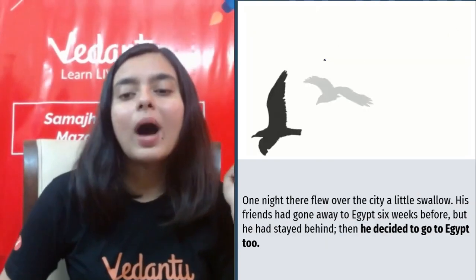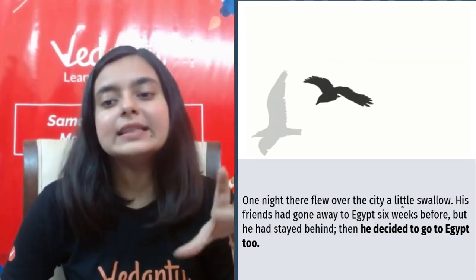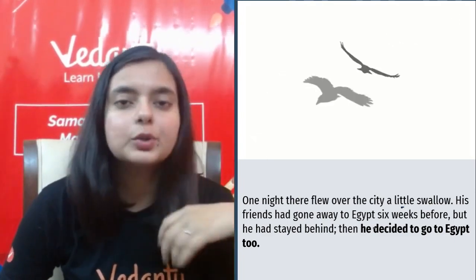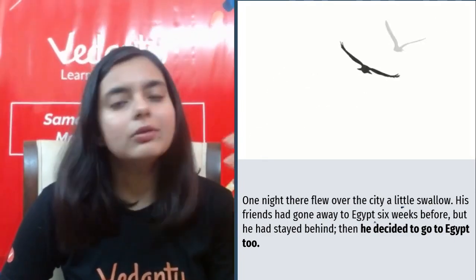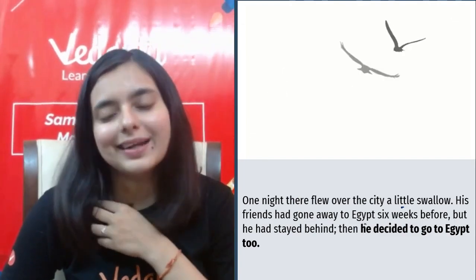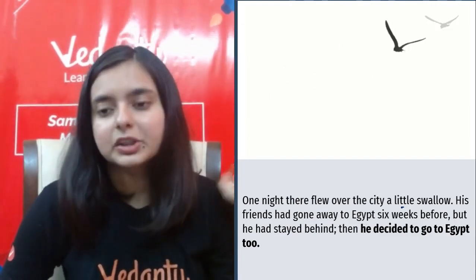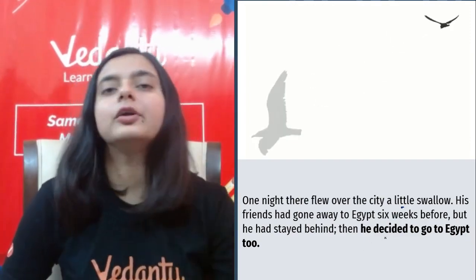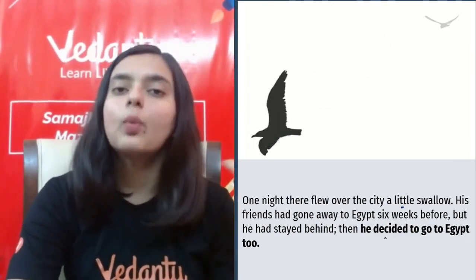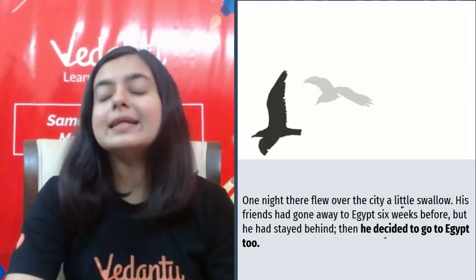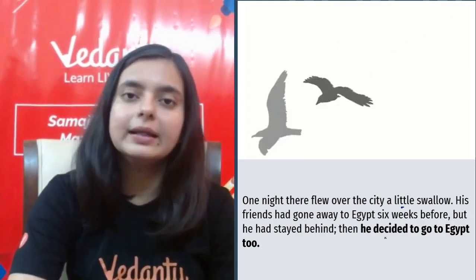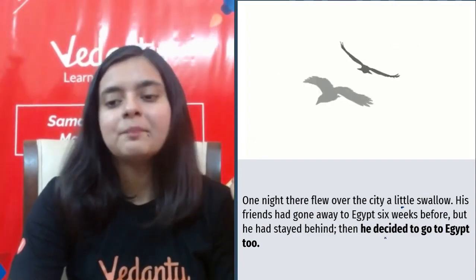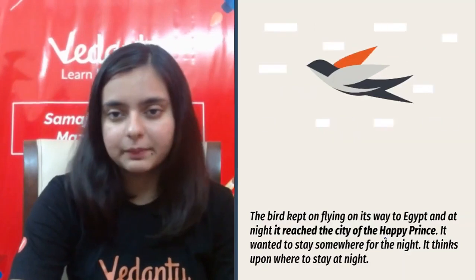Let's see. Now, one night there flew over the city a little swallow. His friends had gone away to Egypt, as birds do migrate, right? Depending on the weather condition. But he was left behind. Then he also decided to join his friends because the weather was becoming very cold and he had to go to Egypt for finding suitable weather, suitable climate, to survive.